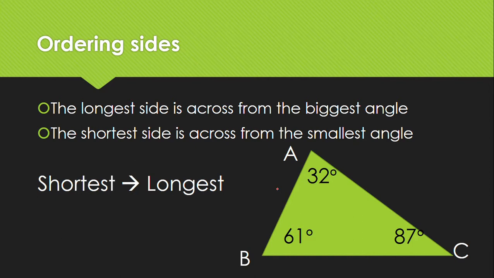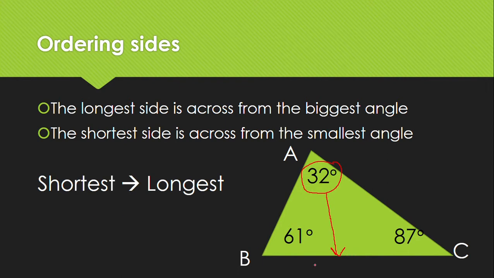If we need to put the sides of this triangle in order from shortest to longest, I know that my shortest side is across from the smallest angle. So I'm going to look at these angle measurements and find the smallest one, which is here, 32. And then I'm going to look at the side that's all the way across from that angle. And remember, we name sides with two letters, so I would call this side BC, and that's my shortest one.